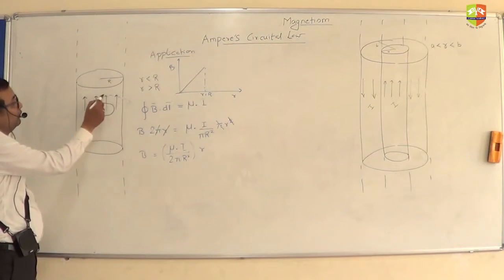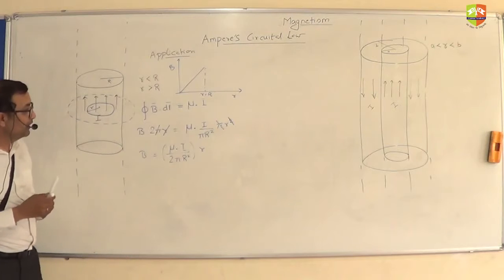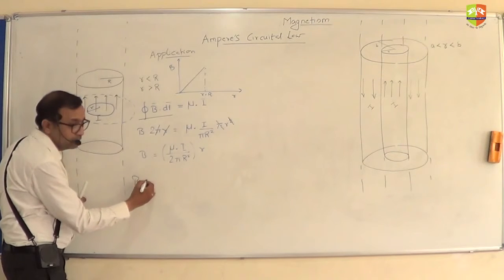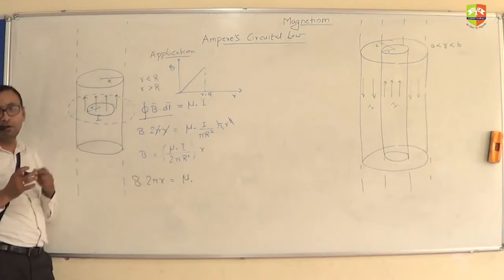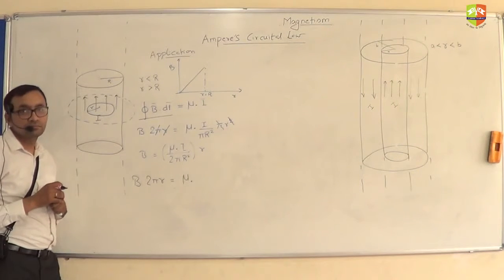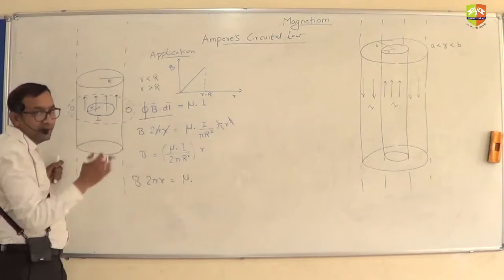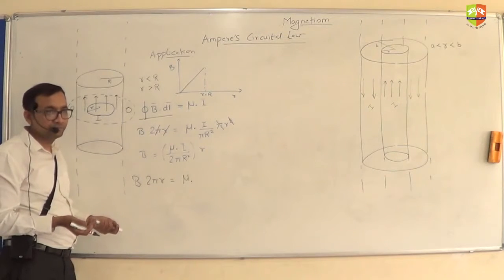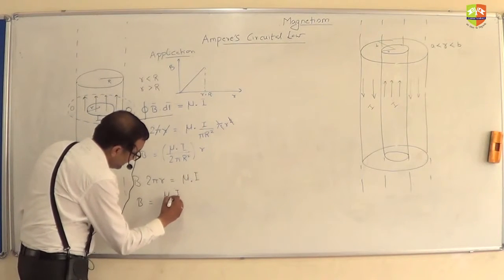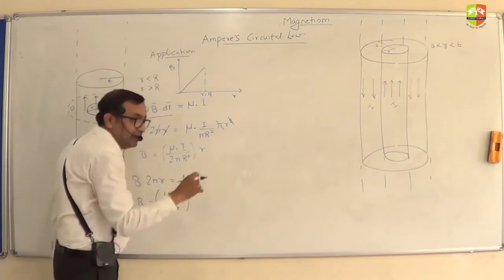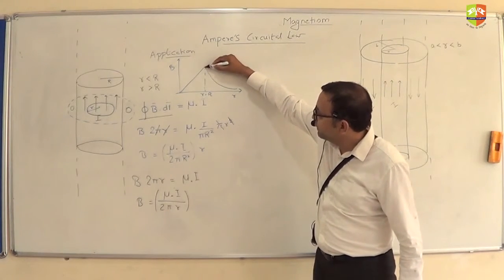What about outside? If you want to find out outside, you take a bigger loop. If you take a bigger loop, the left hand side becomes B into 2 pi r again. This is equal to mu naught into how much current is passing through the bigger loop? Only I. There is no current outside, so the total current passing through the bigger loop is I only. So B will be equal to mu naught I divided by 2 pi r. So now you can see that the magnetic field decreases as 1 by r as you go away. So the graph will be like this after r equal to capital R.